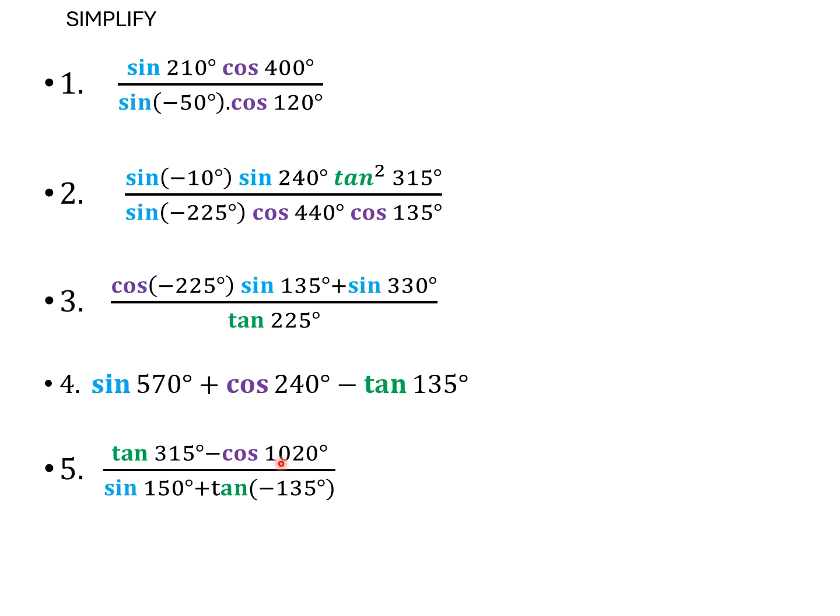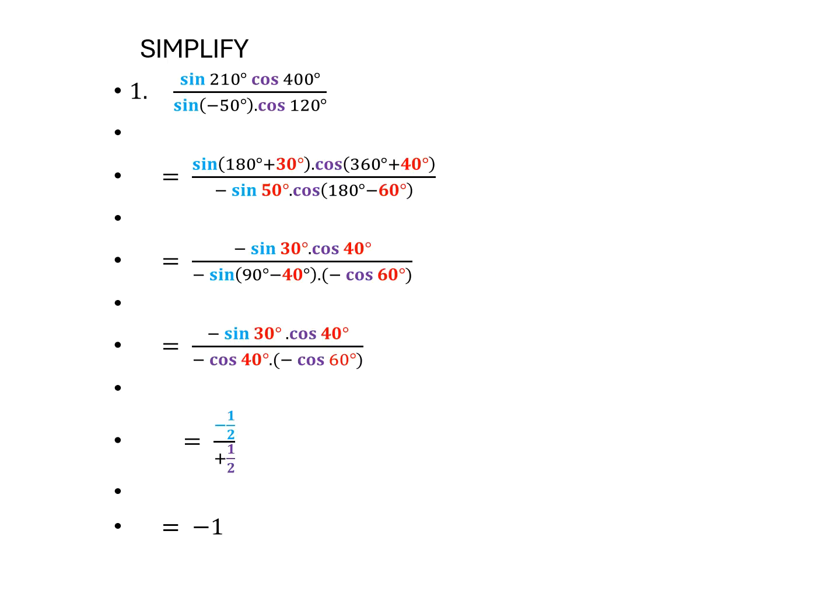So you need to solve these problems, see where you go wrong, and then use what I've done to solve it so that you can start fixing your errors and doing them over and over. If you can do them 5 times correctly without making an error, that means you know it. Right? So number 1, simplify sine 210 cos 400 over sine negative 50 cos 120.